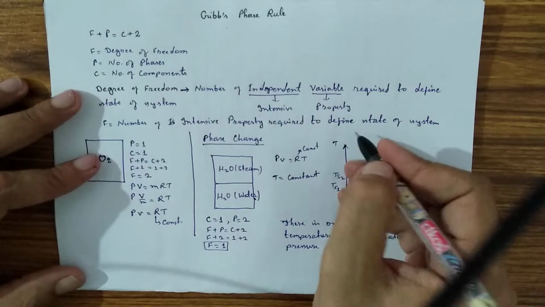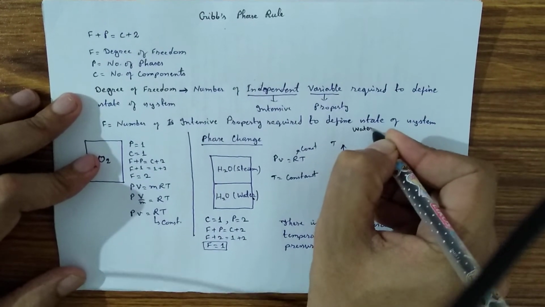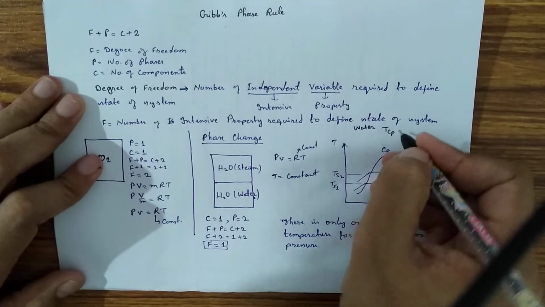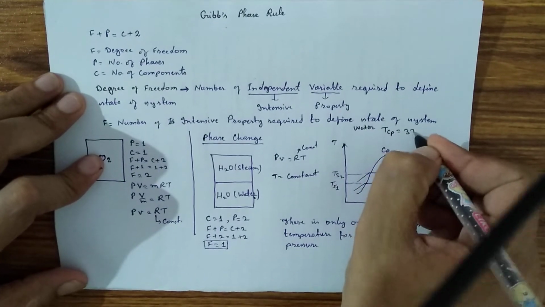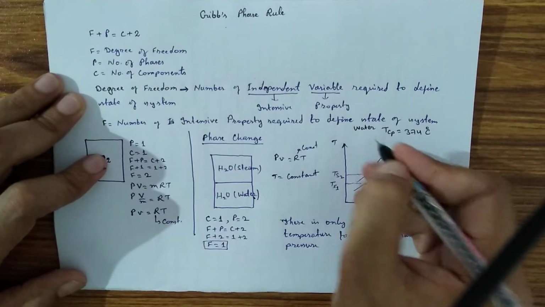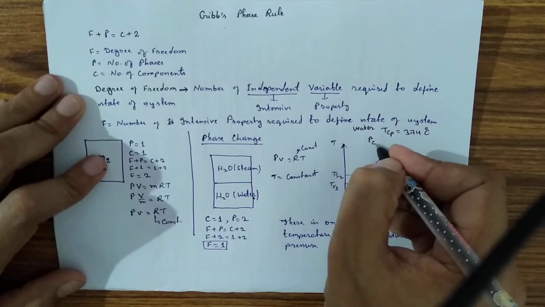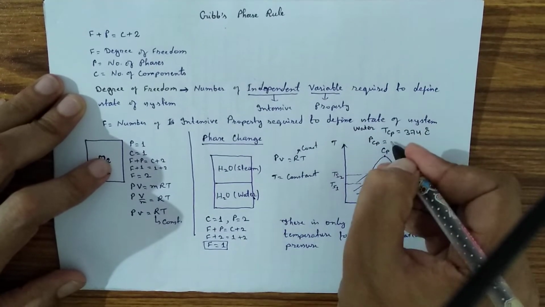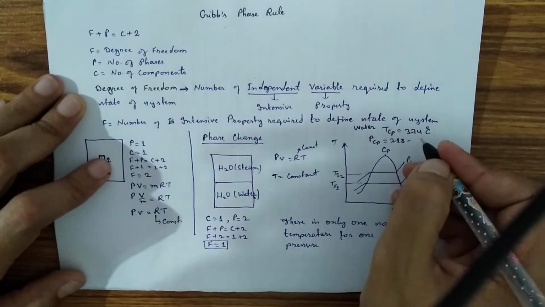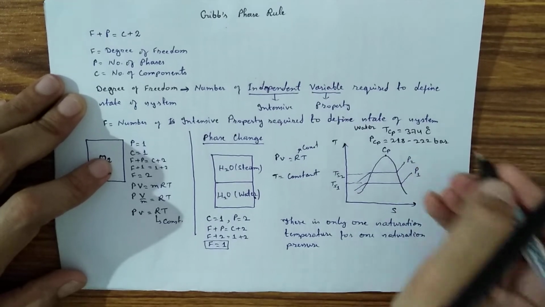For water, the critical point temperature is 374 degrees centigrade, and the critical point pressure is 218 bar to 222 bar.